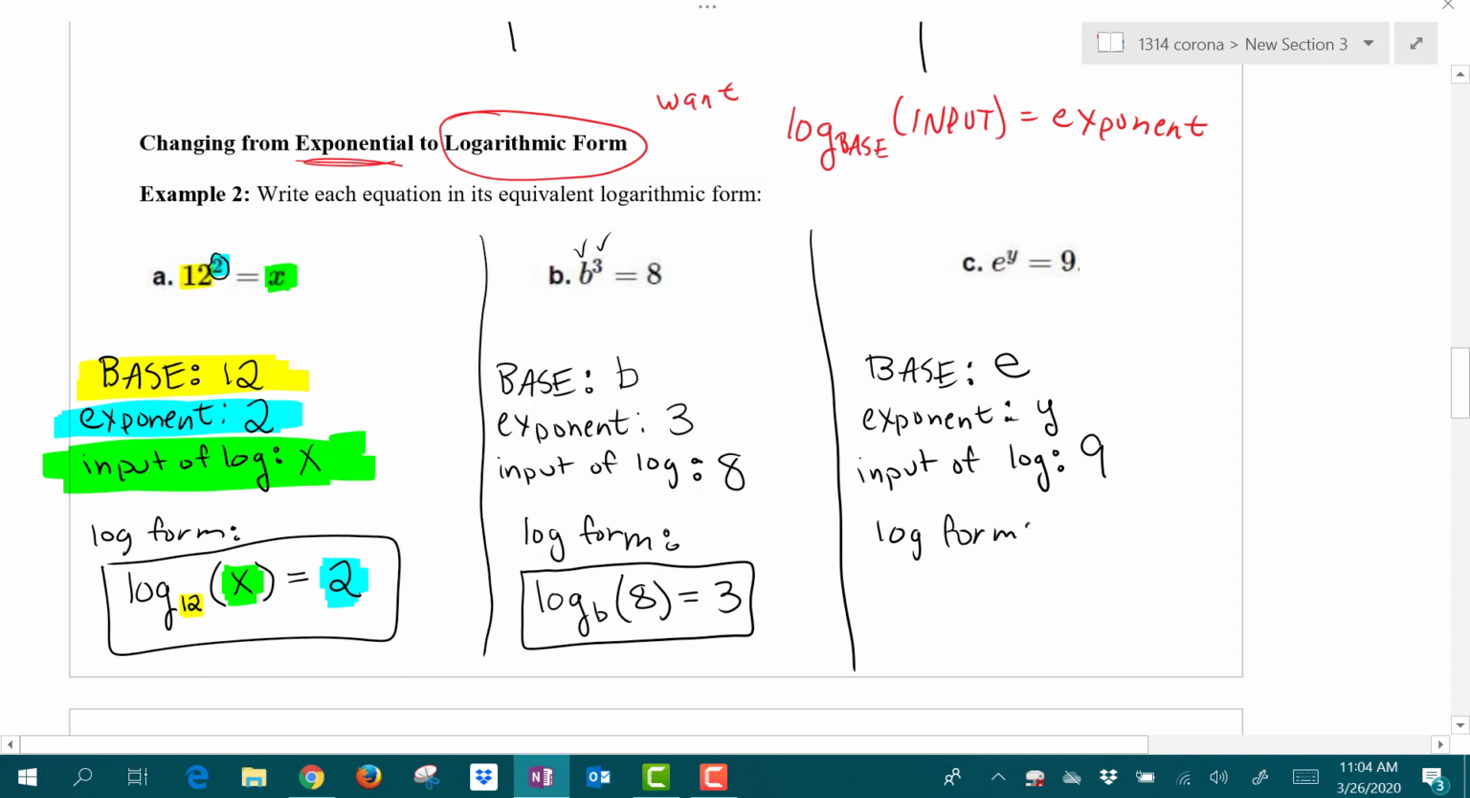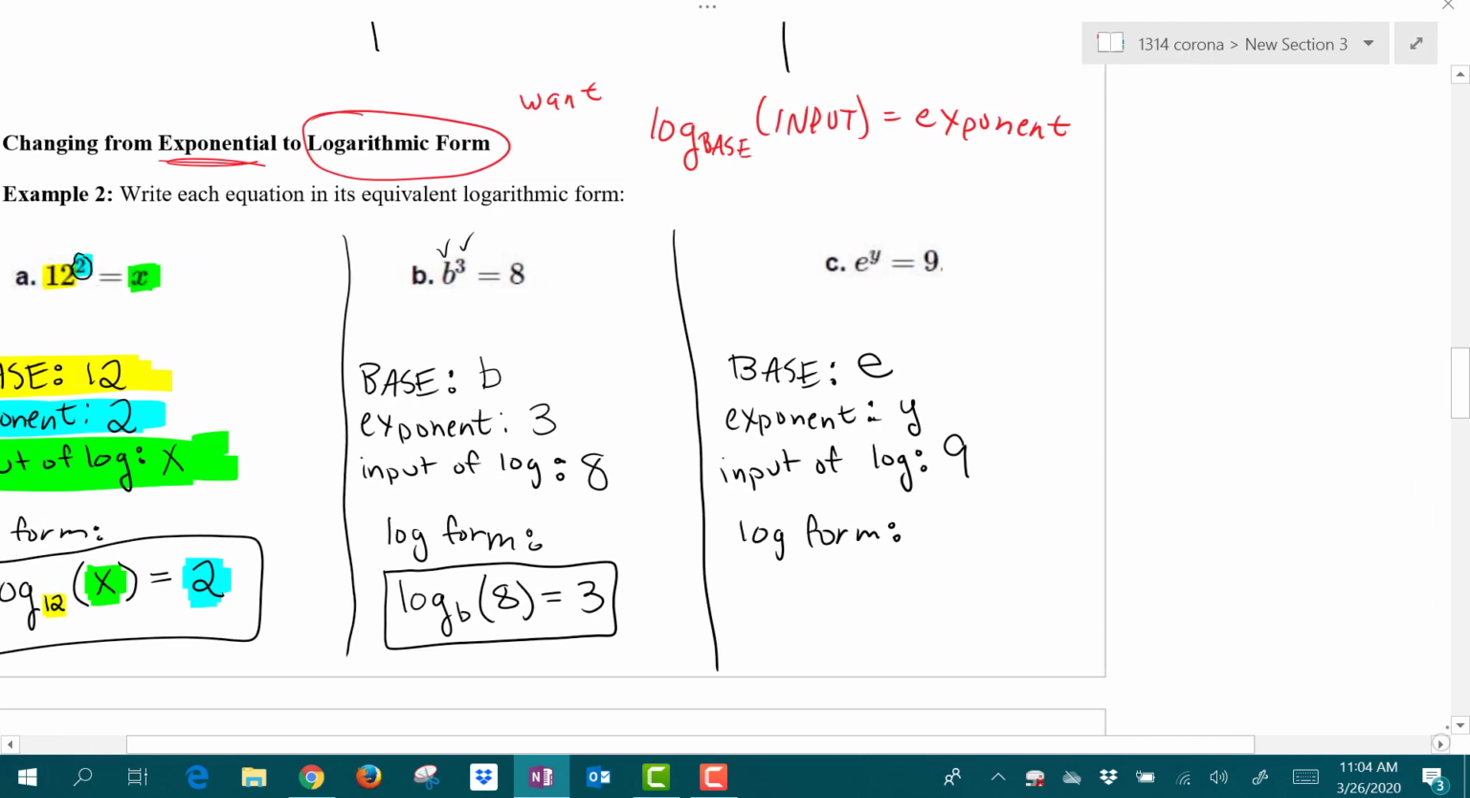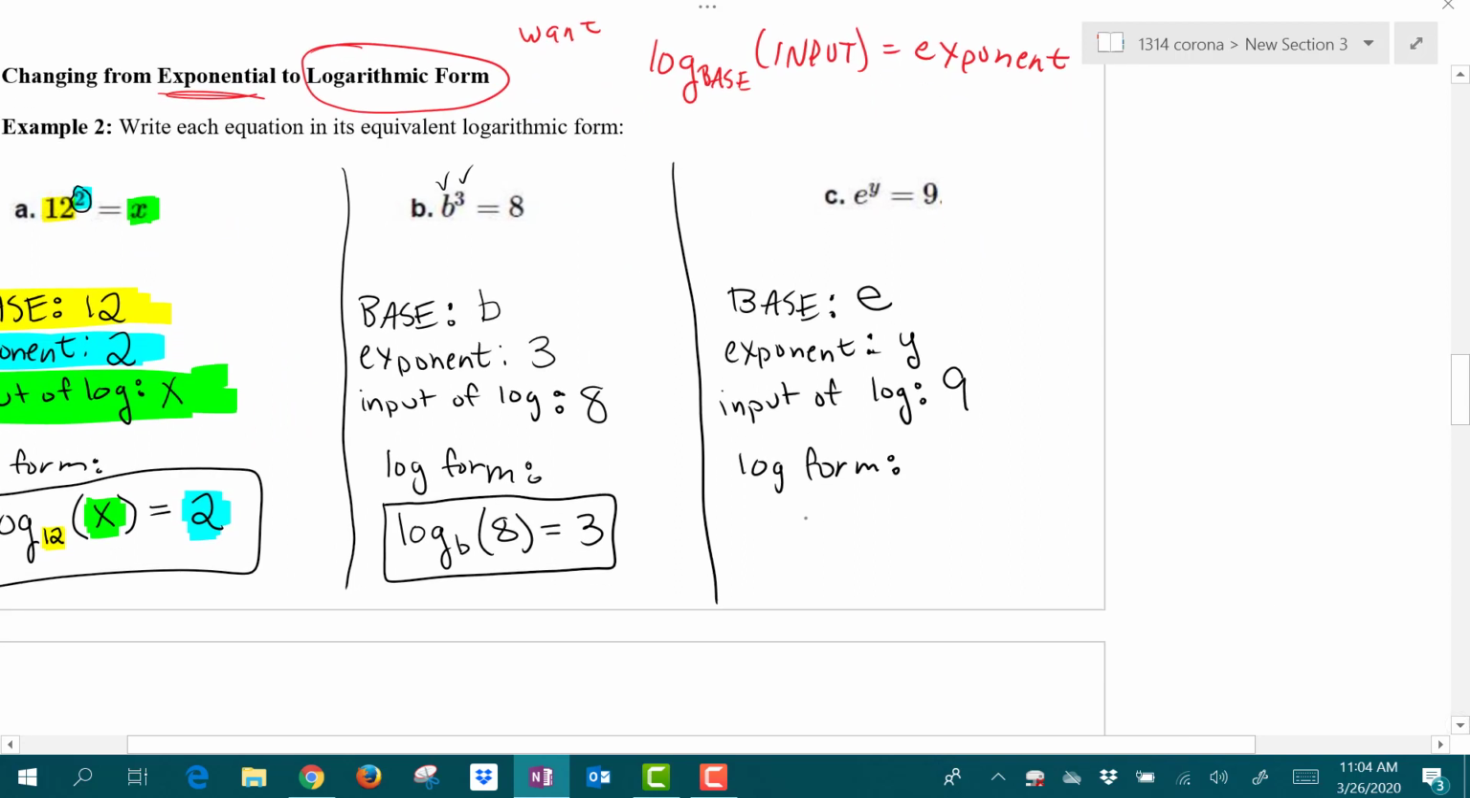So we want to rewrite this in log form. Now I'm going to do something, and I want to make sure that we know that this is not our final answer. We'll talk about why. But we want to write the word log. What's the base? We said e. What's the input? The input of the log is 9. And the exponent is the y value that comes out on the other side. Now, I'm not going to put a box around this answer. Why am I not going to stop here and put a box around this as my answer?